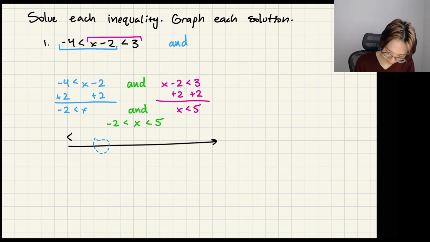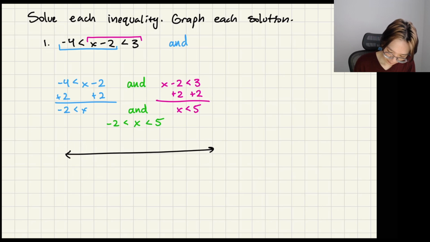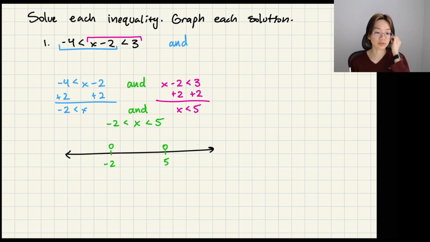Move this graph down a little bit. So if we have negative 2 over here, 5 over here, open circle at both, double checking that they overlap each other. So we have x is less than 5, that goes that way, and x is greater than negative 2, so that goes that way. They do overlap. They overlap in the middle.